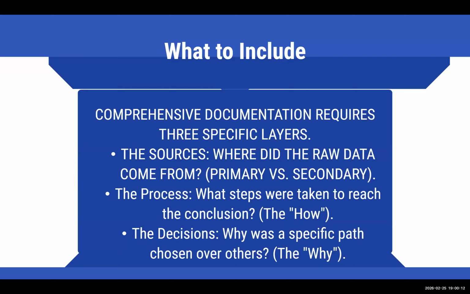So what to include? Comprehensive documentation requires three specific layers. The sources, where did the raw data come from? Primary versus secondary. The process, what steps were taken to reach the conclusion? And the decisions. Why was a specific path chosen over others? To do this successfully, you have to follow best practices: document as you go, use templates to stay consistent, and review your documents periodically. Information that isn't updated quickly becomes misinformation. Next slide.